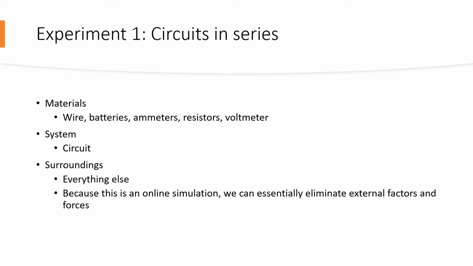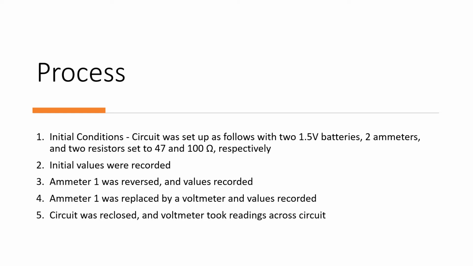For experiment 1, we're taking a wire, some batteries, some ammeters, some resistors, and a voltmeter, and we're creating a circuit with them. Everything else is in the surroundings, and because this is an online simulation, we're limiting external factors and forces. Initially, we set up the circuit you'll see on the next slide with two 1.5 volt batteries, 2 ammeters, and 2 resistors set to 47 and 100 ohms respectively.